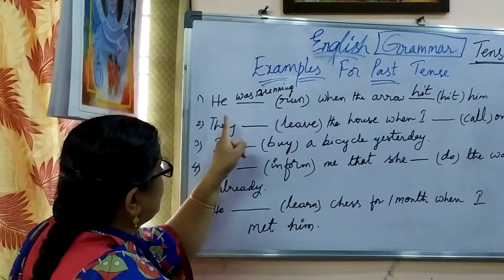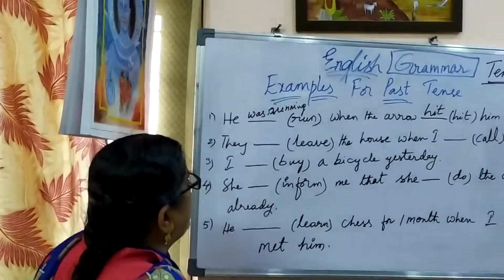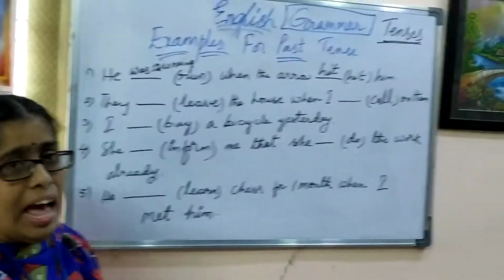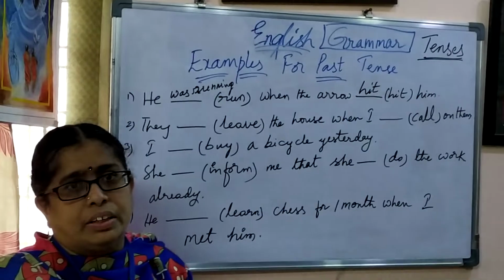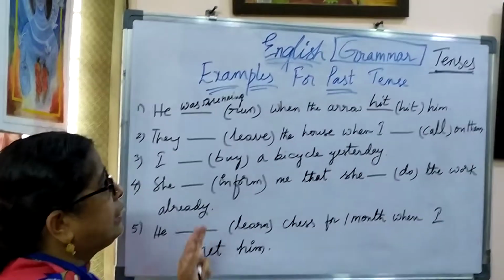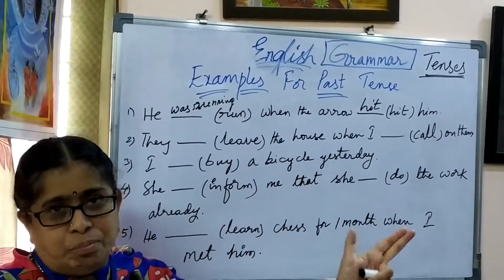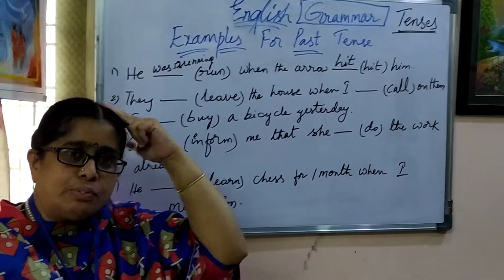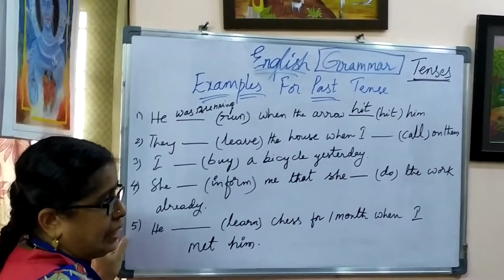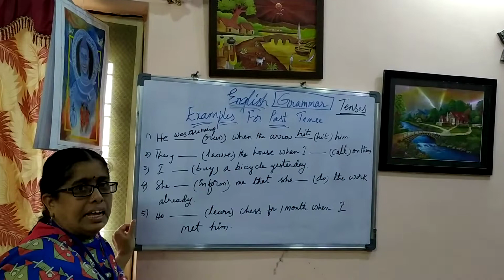Let us read the sentence completely. He was running when the arrow hit him. He was running when the arrow hit him. That is the sentence we use for past actions. Now coming to the second example.